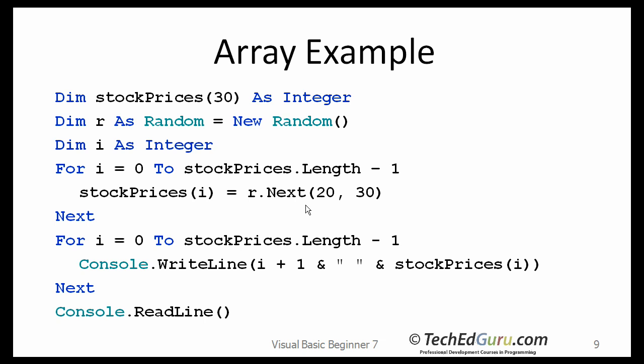And what I'm doing is filling that array with random numbers that are going to be between 20 and 29. Then I have another, similar loop, but in this case it is going to be extracting the numbers that are stored in the array and printing them. I suggest you try this example.